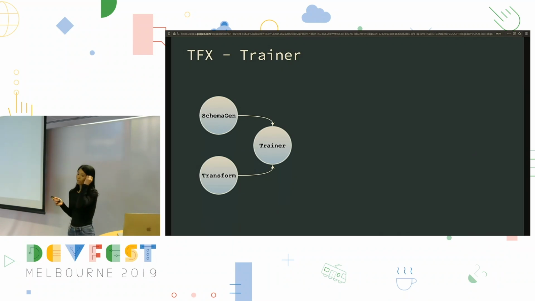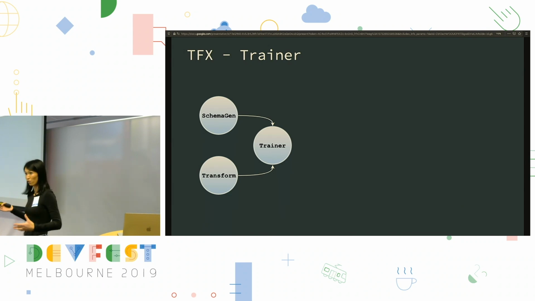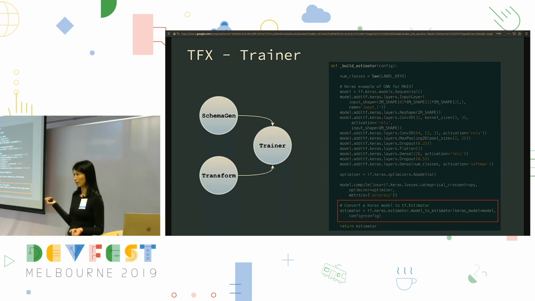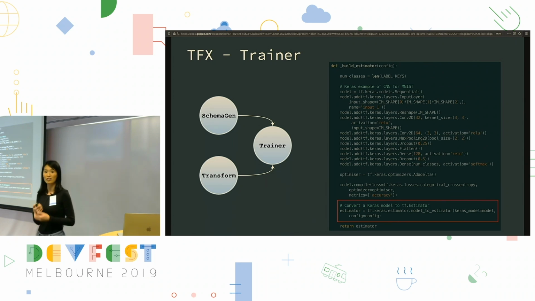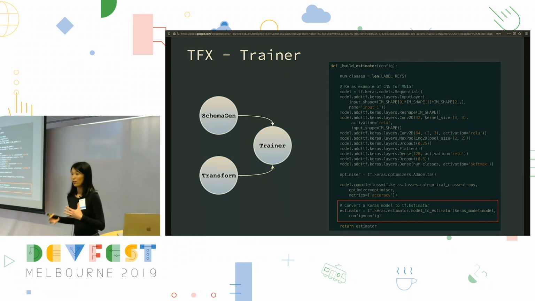The model is built, developed, and trained in a component called trainer. TensorFlow Extended mainly supports estimator as its model framework, and here is how you build an estimator. They also provide a very handy function called model to estimator, so that you can convert your Keras model to a TensorFlow estimator. This is very convenient because the Keras library is very popular among data scientists and machine learning engineers for developing models. So it's good that you can build your model with something familiar and then convert it to something TensorFlow Extended supports as the last simple step.